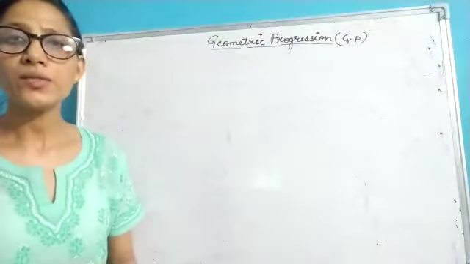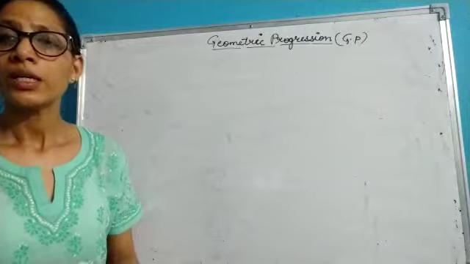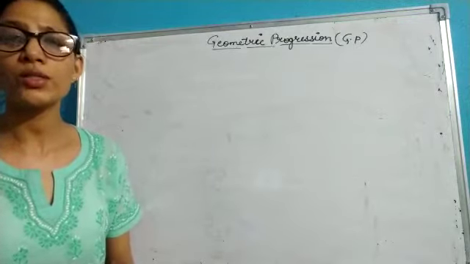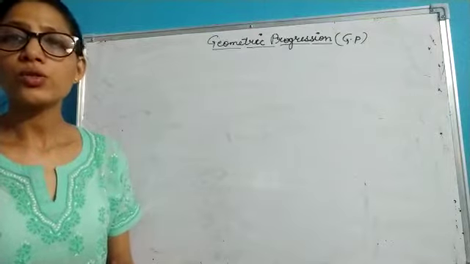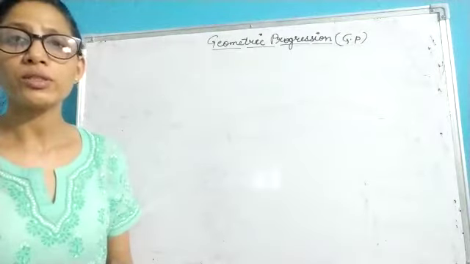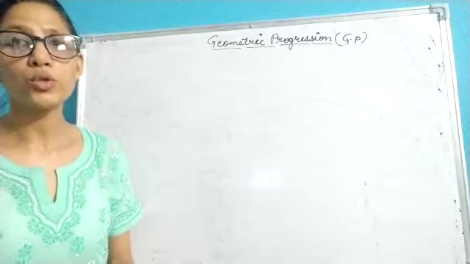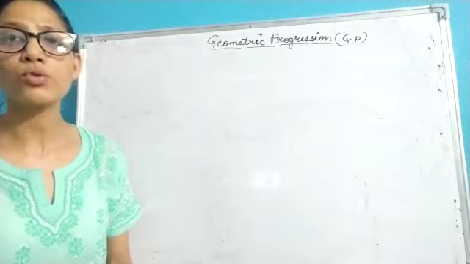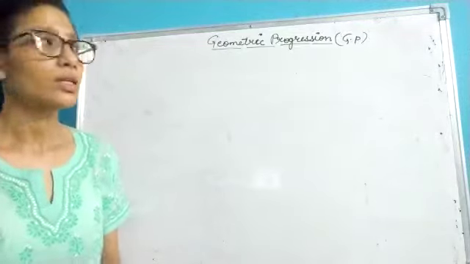Everyone, in this video we are going to learn about geometric progressions. Let's first of all define what is a geometric progression. Children, a sequence is called a geometric progression if the ratio of the successive term to the preceding term comes out to be a constant, then we can call it a geometric progression.